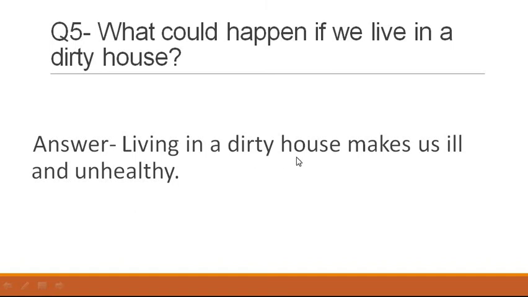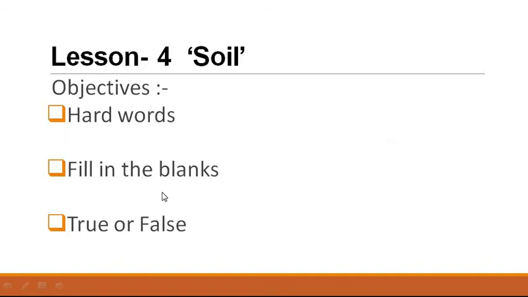Living in a dirty house makes us ill and unhealthy. A second time. Living in a dirty house makes us ill and unhealthy. Let us move further.